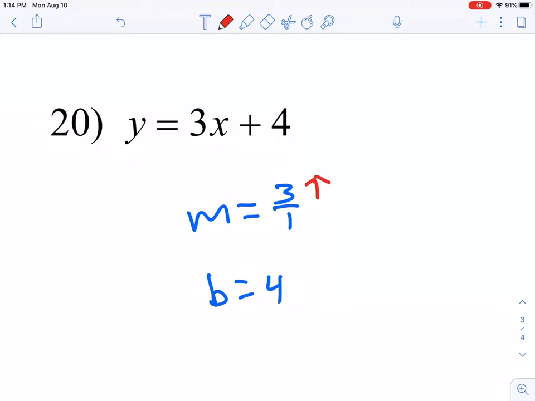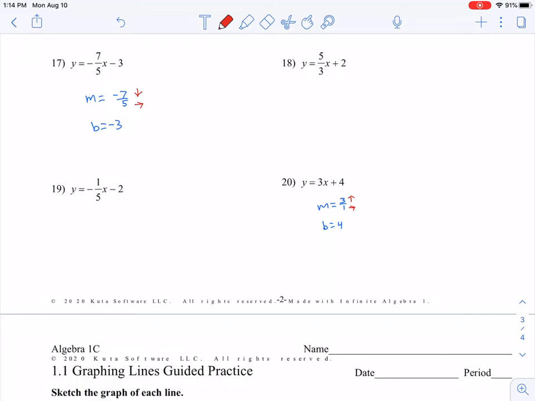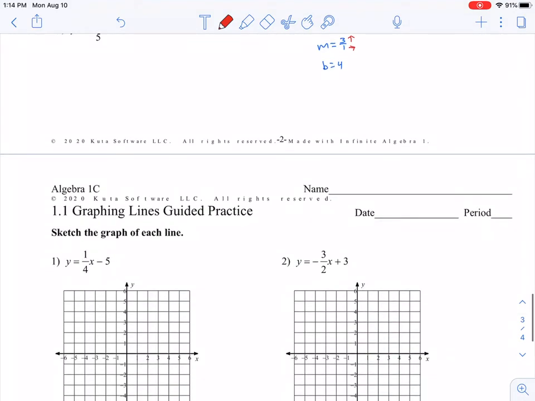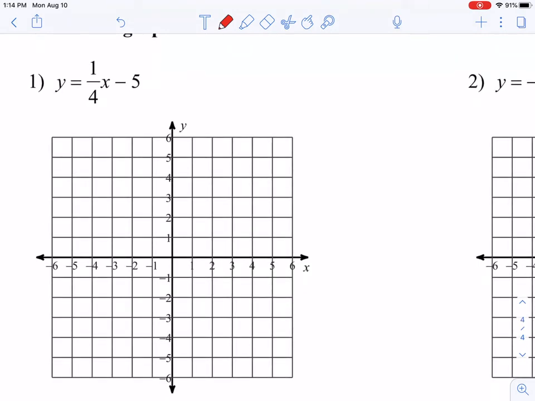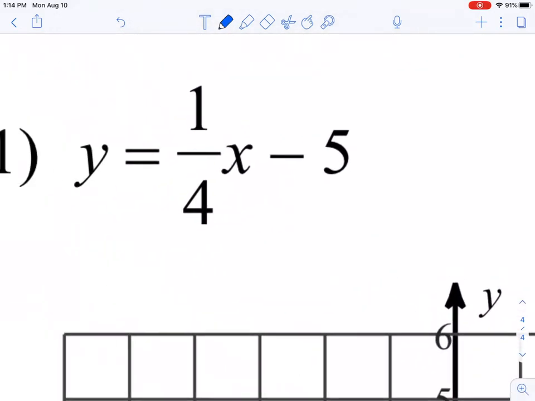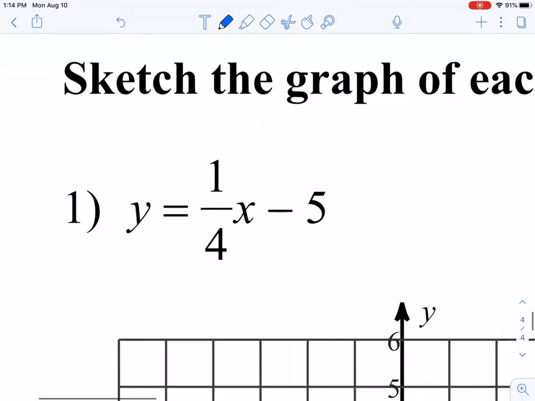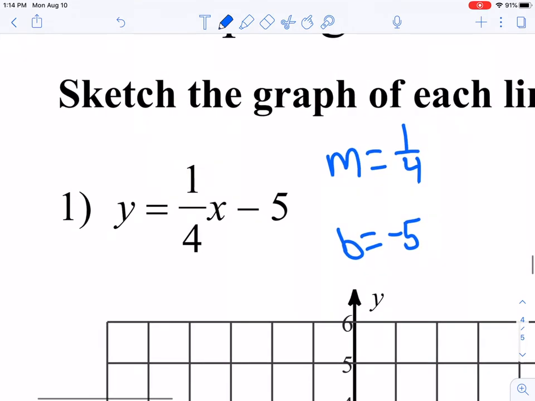3 is positive, we're always going right. Okay, hopefully this part made sense. Now all we're going to do is take that information and use it to graph. So I'm going to ignore my graph for a second here. Let's do what we just did. M equals 1 over 4. B equals negative 5. And this is a positive 1 over 4, so I'm going to count up and right.